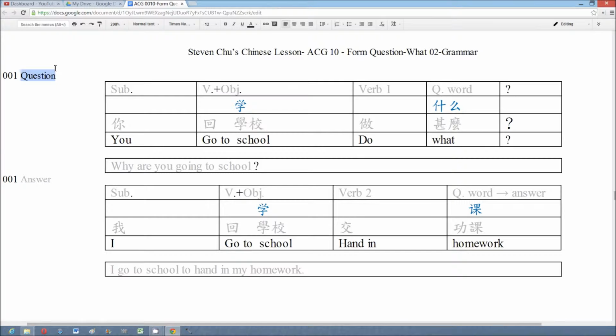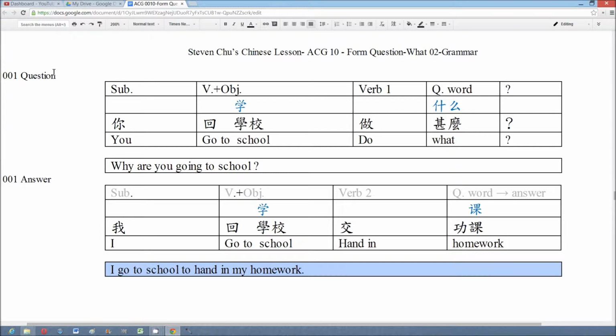Now we look at the example. 你回学校做什么? Why are you going to school? This question is formed by two basic sentences: subject, verb, object. And we don't have to repeat the subject, so another verb, question word. And the answer is 我回学校交功课. I go to school to hand in my homework.